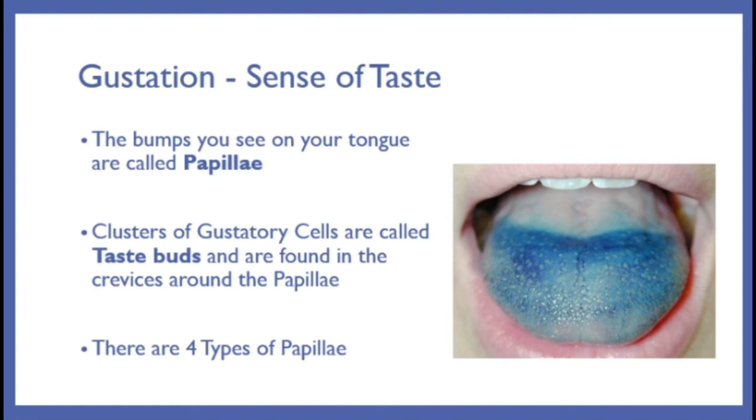If you look at someone's tongue, or your own in the mirror, you are going to see a lot of small bumps covering the surface of your tongue. These are called papillae. Our taste buds are going to be clusters of those gustatory cells that are embedded in the crevices surrounding your papillae. There are 4 different types, and we see that some of them don't even have taste buds, and some have the vast majority.